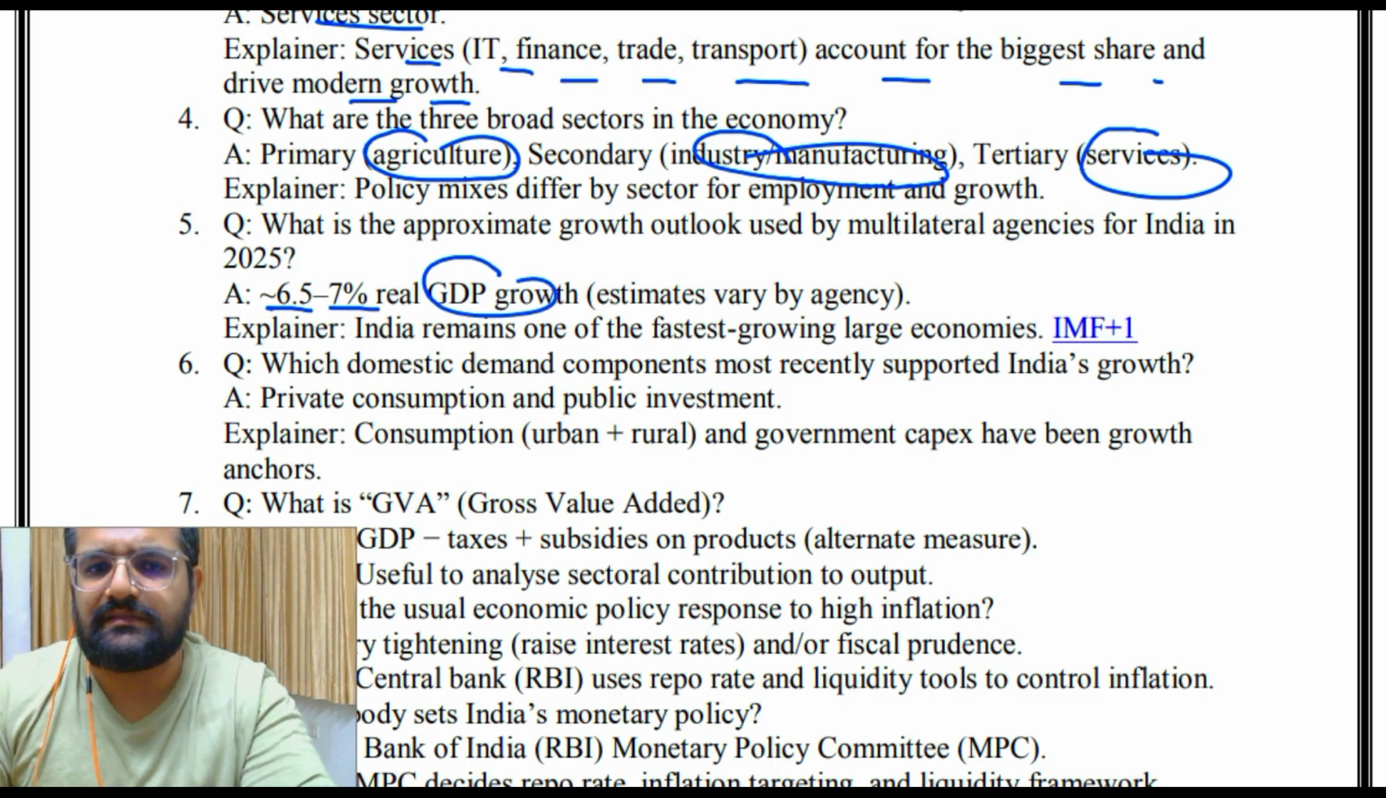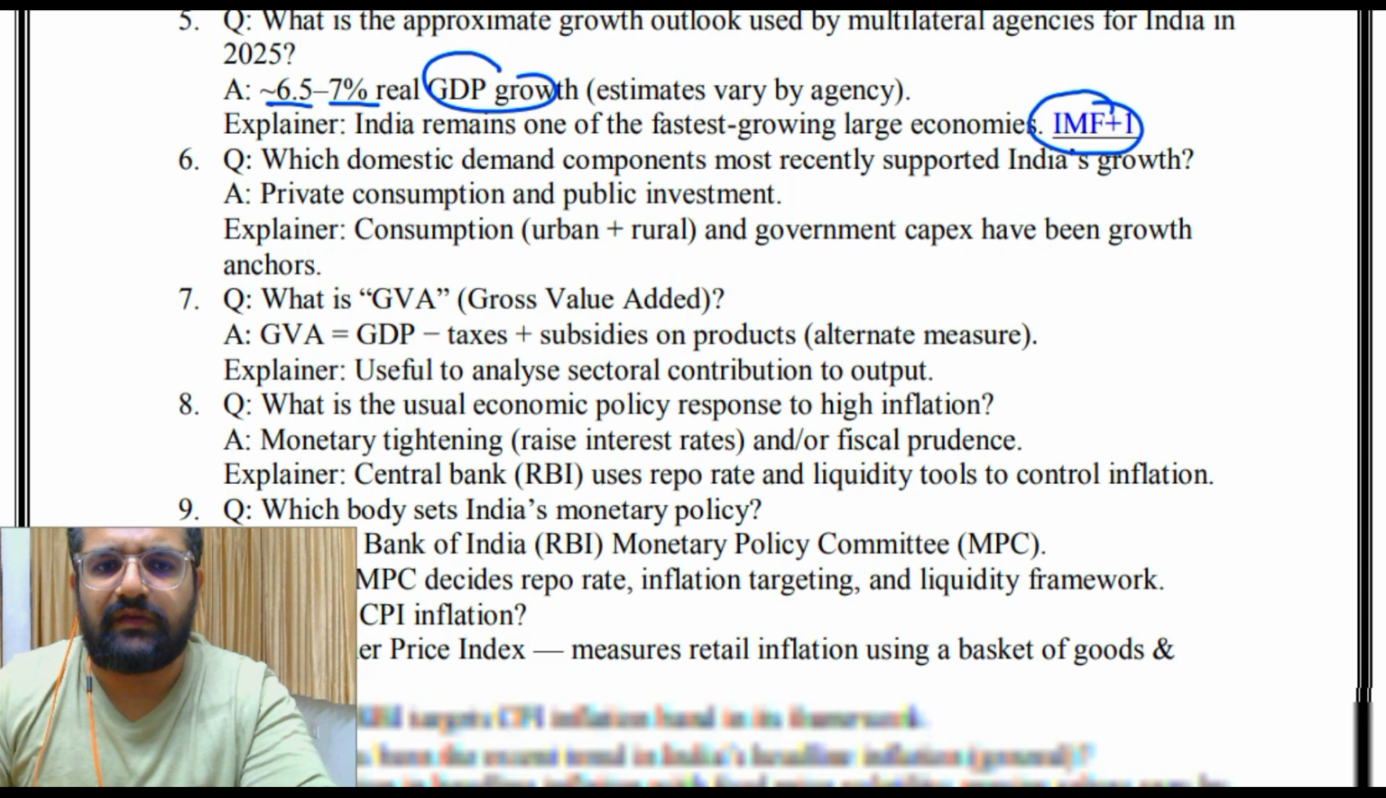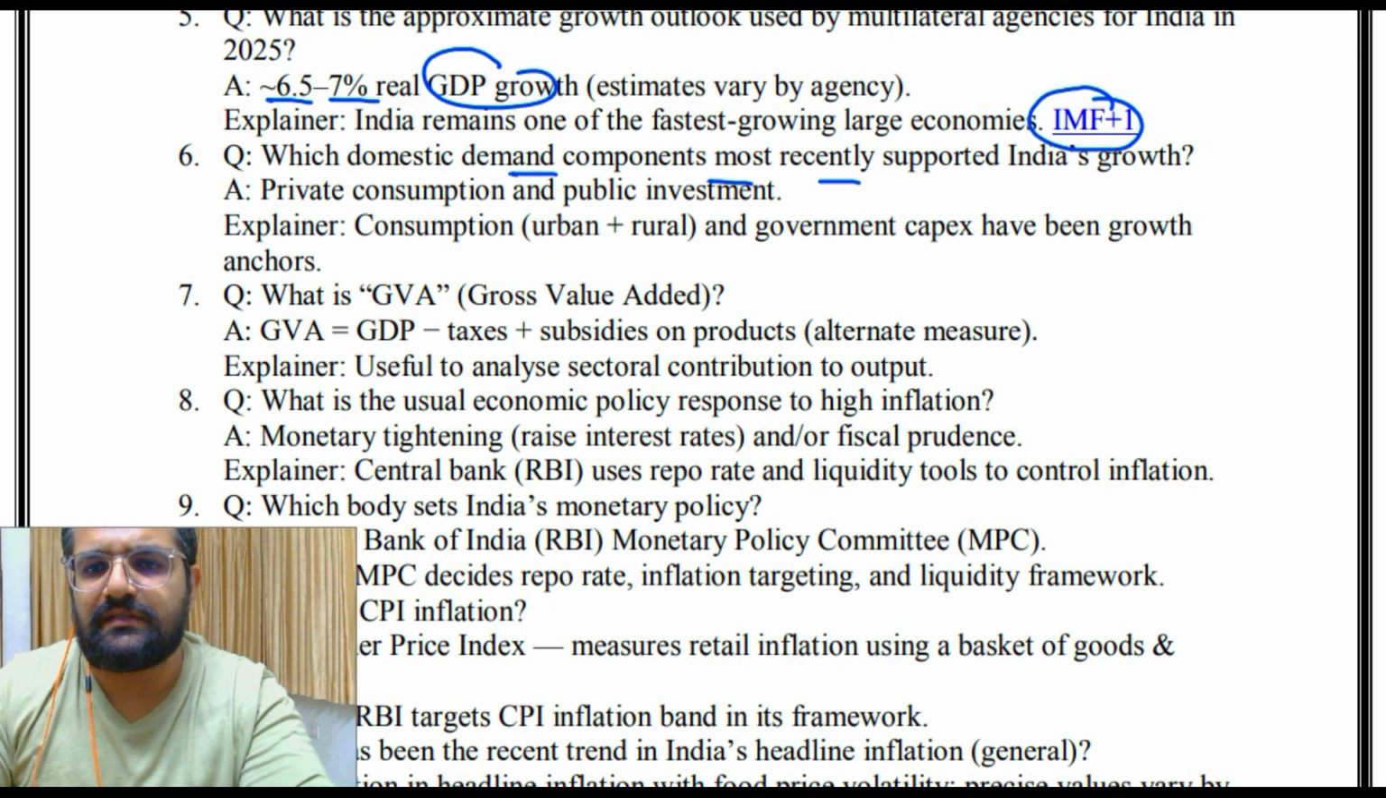अब अलग अलग एजेंसीज के हिसाब से अलग अलग है. इंडिया रिमेन्स वन ऑफ द फास्टेस्ट ग्रोइंग लार्ज इकोनॉमीज, IMF के हिसाब से. विच डोमेस्टिक डिमांड कंपोनेंट्स मोस्ट रिसेंटली सपोर्टेड इंडियाज ग्रोथ? प्राइवेट कंजप्शन एंड पब्लिक इन्वेस्टमेंट. कंजप्शन, अर्बन प्लस रूरल एंड गवर्नमेंट केपेक्स have been growth anchors.